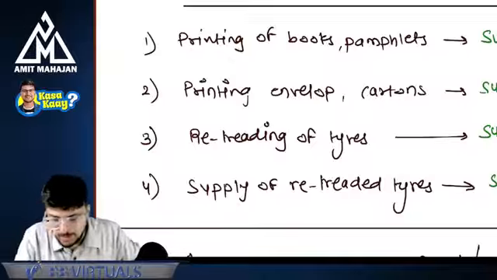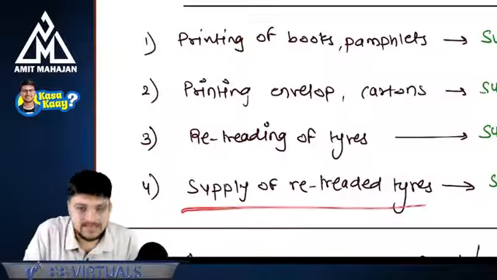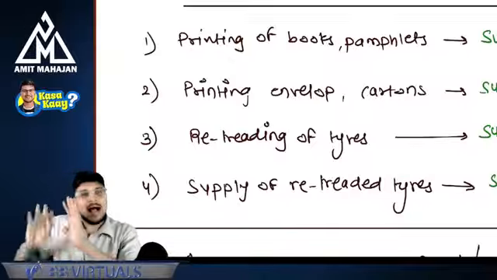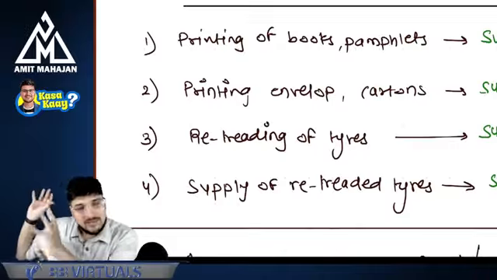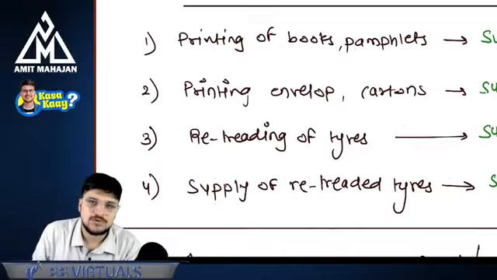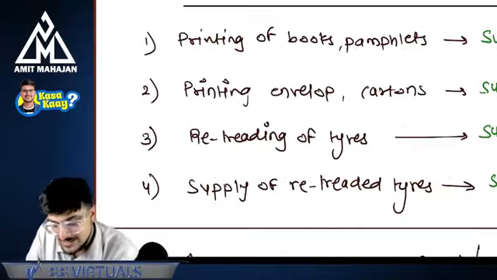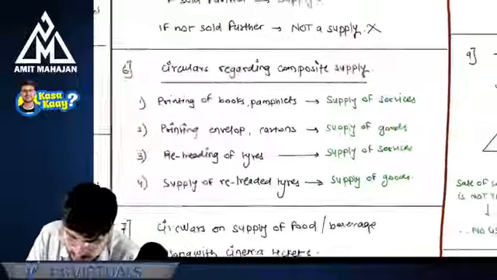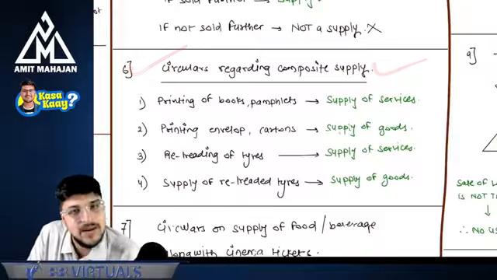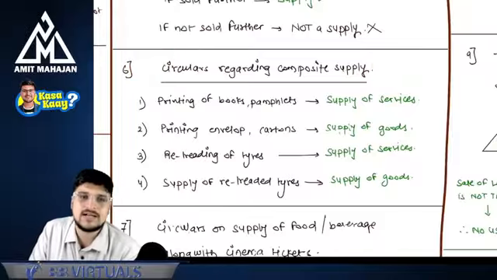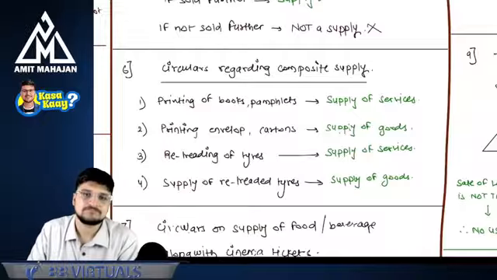And the fourth point is supply of retreaded tires, which means you're coming to me. I have some retreaded tires ready and I'm selling those retreaded tires to you. Now, in that case, can I say this is considered a supply of goods? So, this is important. Please pay attention while reading this sixth point.